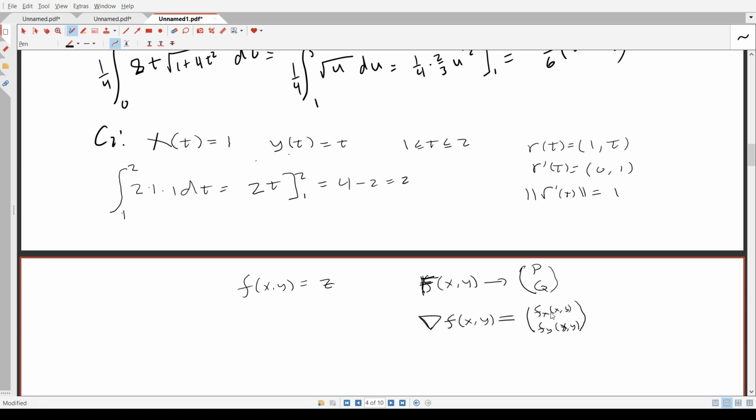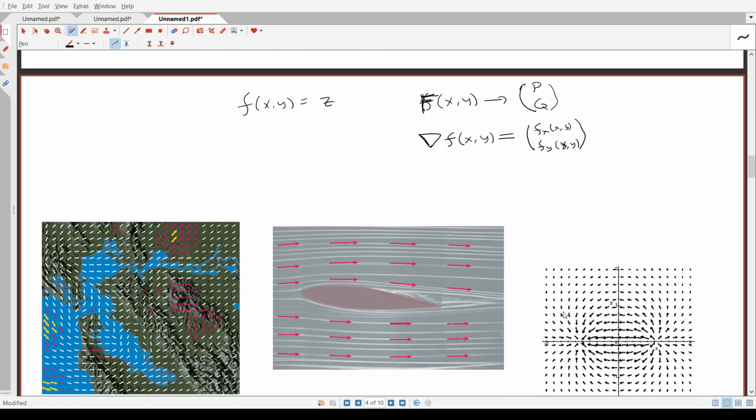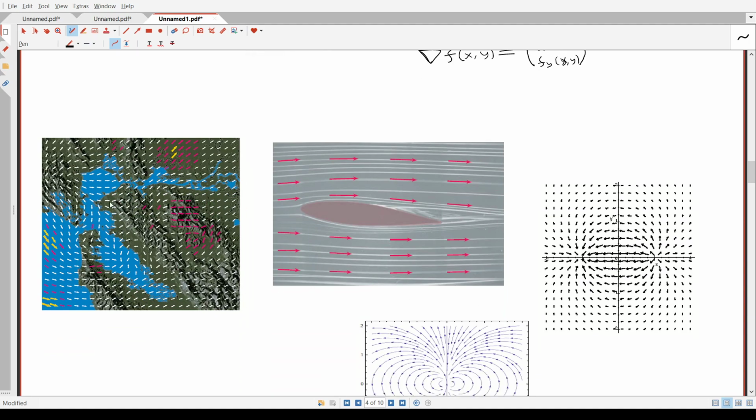Let's look at a couple examples of where those are used. For example, if you want to measure the wind speed, you would represent this as a vector function. It depends on where you look, the wind is going to be blowing at a different magnitude and in a different direction. Or if you're looking at air moving over the wing of an airplane, this is the side view of an airplane wing. You can have vectors that represent the direction and magnitude of that flow.